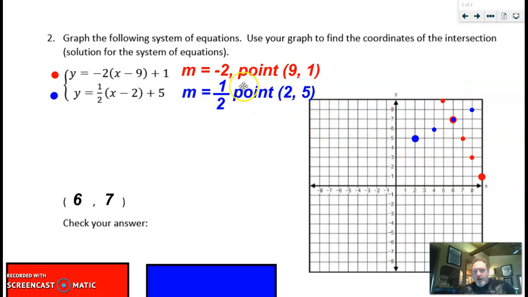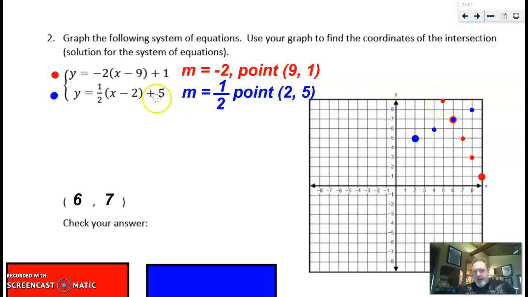And so if you look at our graph here, our point of 9,1 is right there. Our slope is -2. Since we're at the end of the graph, I can't go down 2 and right 1, so I'm going to have to work backwards and go up 2 and left 1. And you notice I did that a couple times here on this graph.